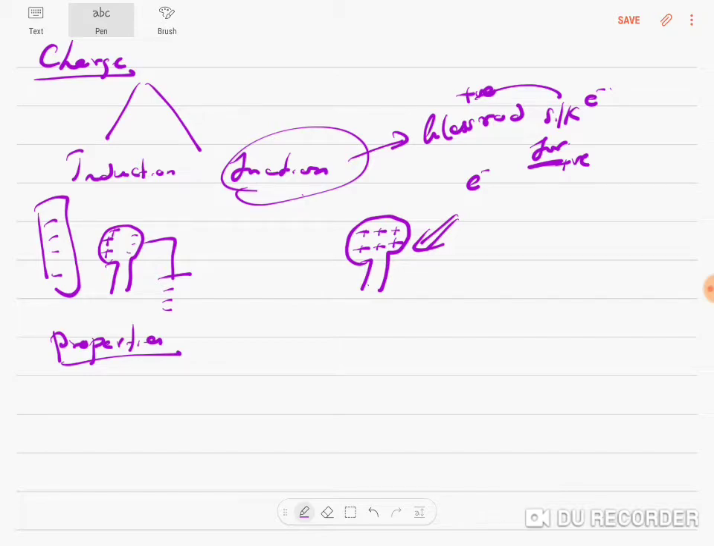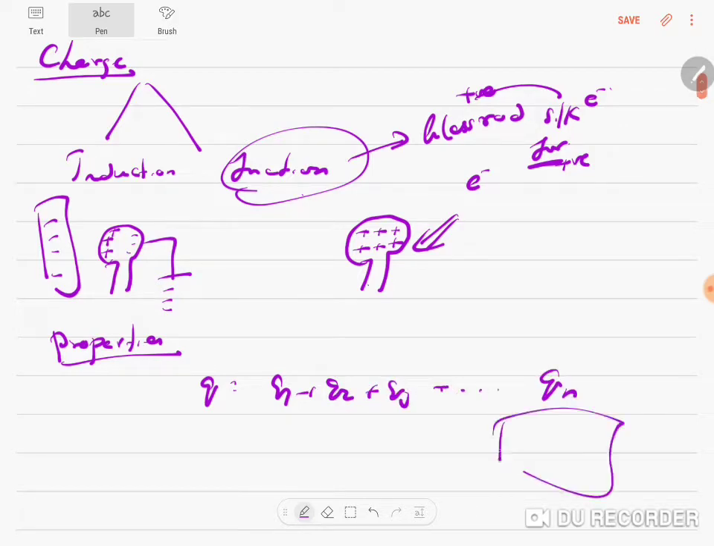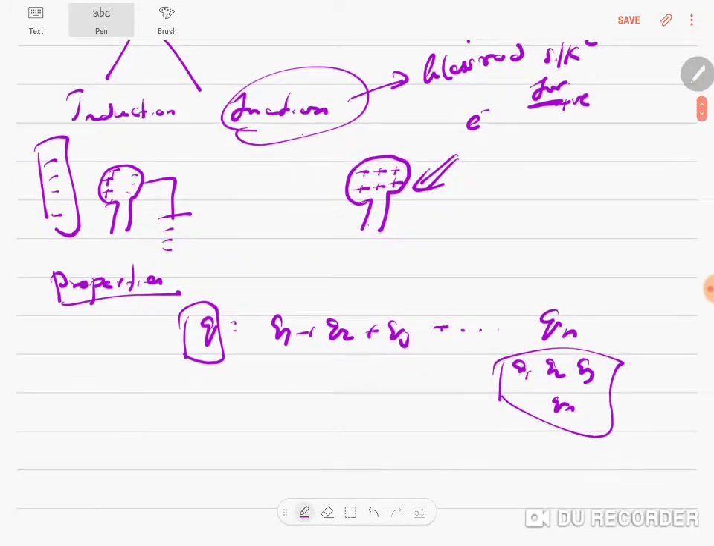So let's look at additive nature of charge, which is Q is equal to Q1 plus Q2 plus Q3 dot dot dot Qn. Supposing a body consists of Q1, Q2, Q3 charge particles, the net charge is the algebraic sum of all the individual charges, known as additive nature of charge.